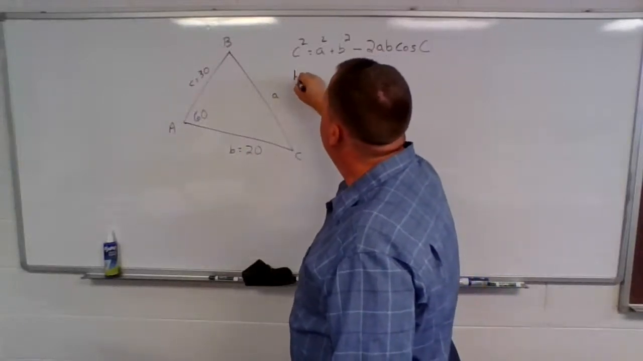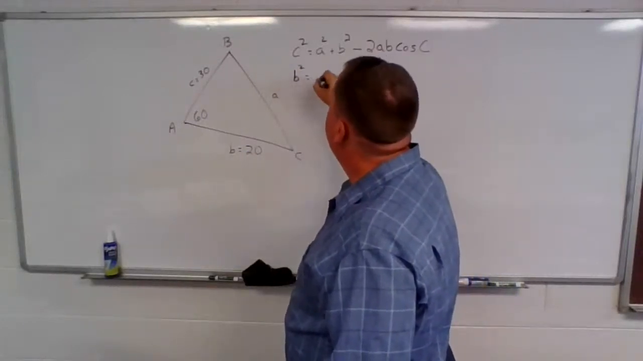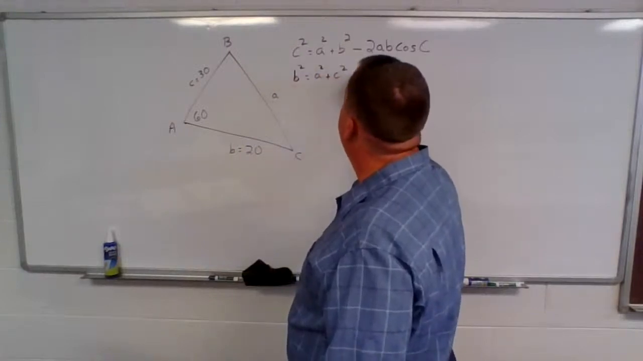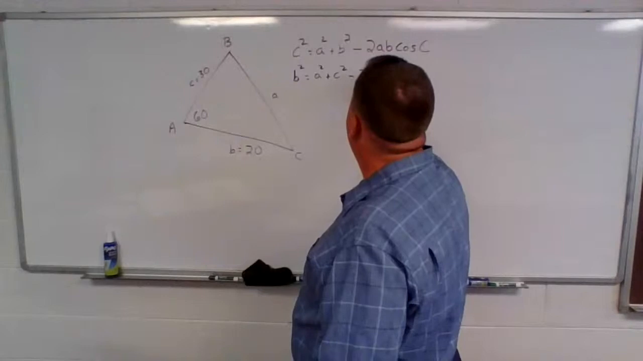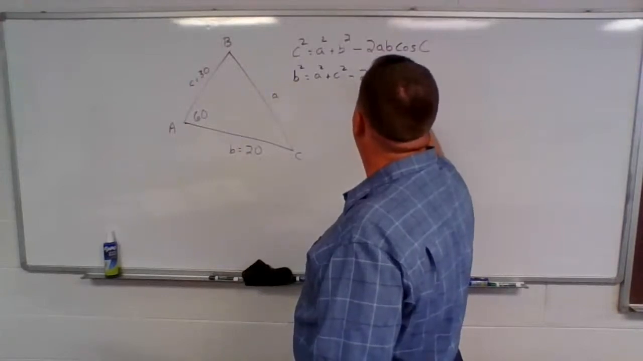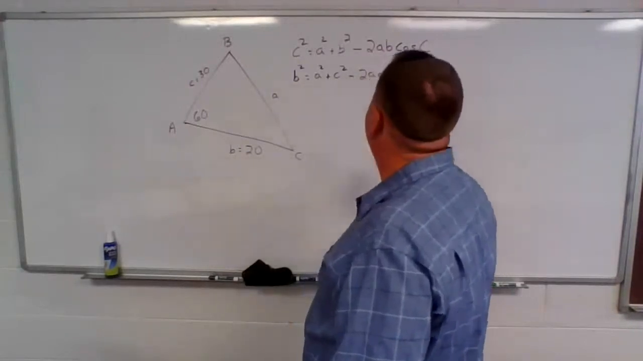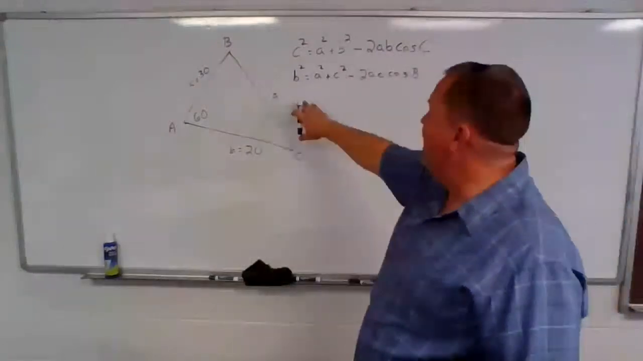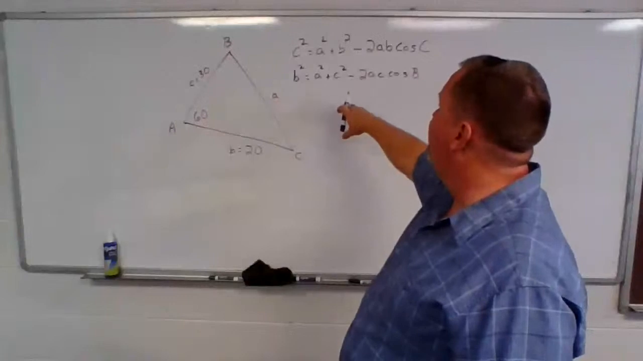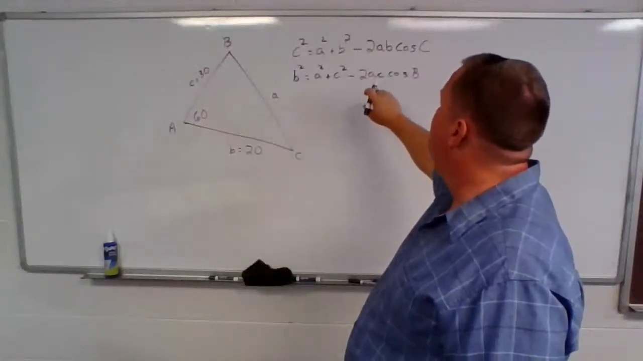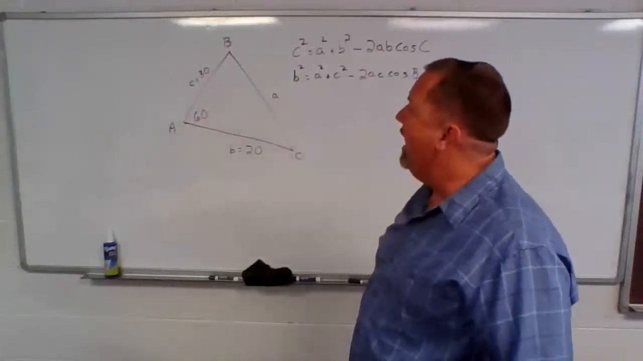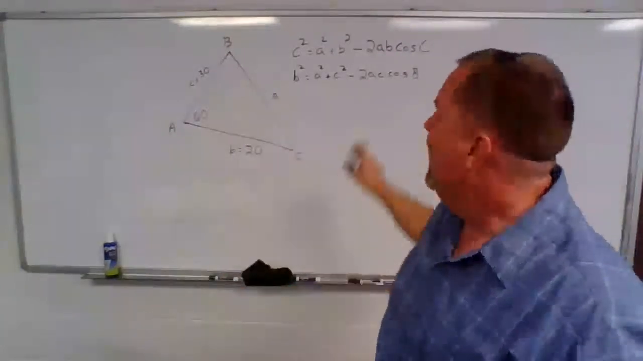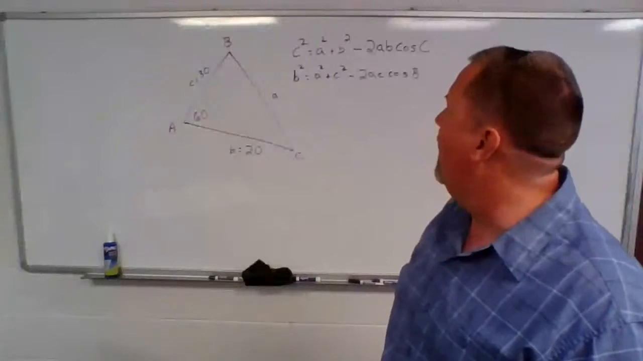I could say b squared equals a squared plus c squared minus 2ac cosine b. And you can figure out the a one: a squared equals b squared plus c squared minus 2bc cosine a. So rather than having to relabel my triangle, I can apply this in any way.